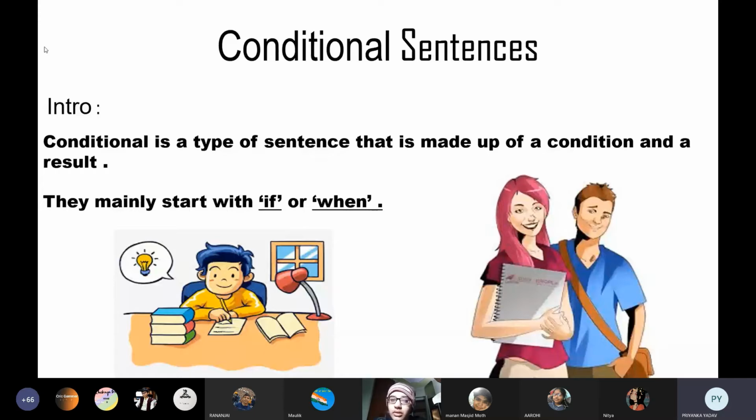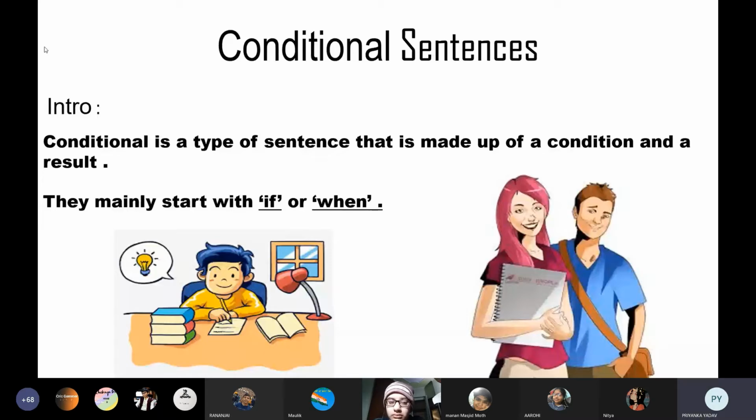Now you must be wondering, what is a clause? So a clause is a group of words that forms part of a sentence, right? Now there are 5 types of conditional sentences, but today we are going to take up only 4 types, right? First is zero conditional, second is real conditional, third is unreal conditional, and the last one is impossible conditional, right? I hope I am clear now.